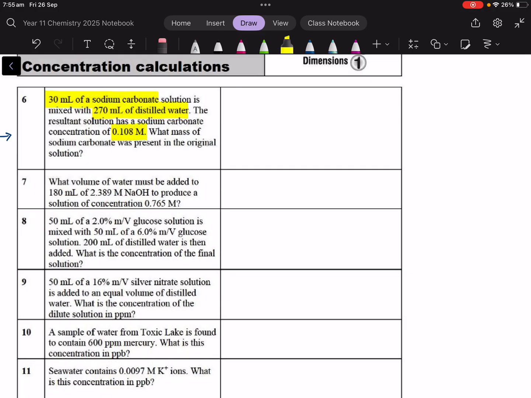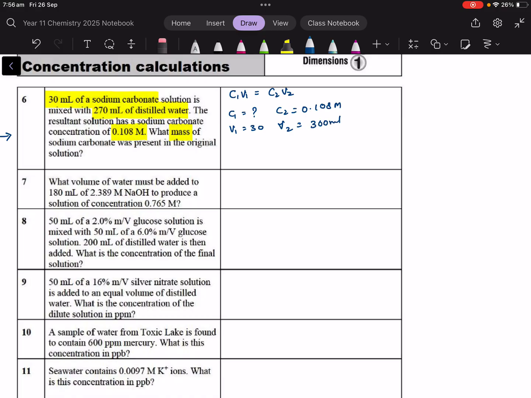So now we need to go back to the mass. There's a bit of calculation over here that we need to do. Firstly, we're going to use C1V1 is equal to C2V2, where C1 we don't know, V1 is 30, C2 is the concentration given to us as 0.108 molar, and V2 is equal to 300 milliliters, remember the 270 plus the 30.